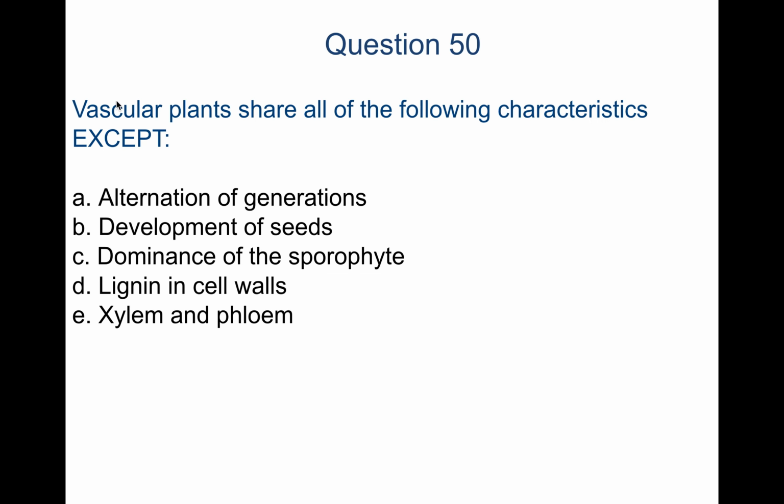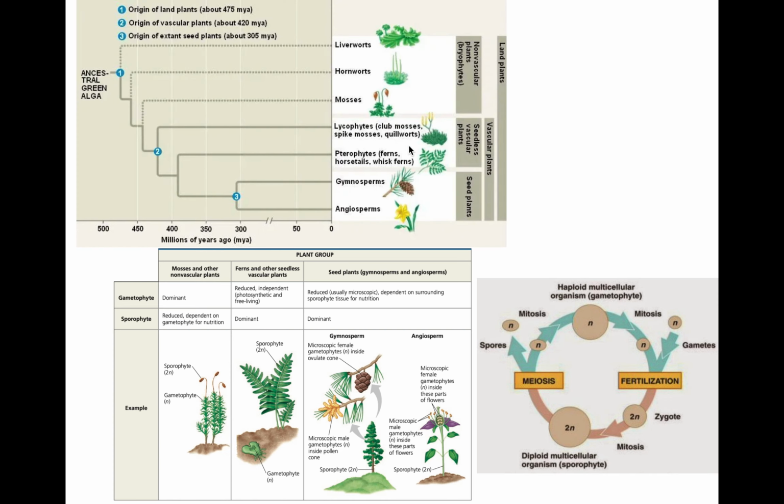Finally, vascular plants share all the following characteristics except development of seeds. So here is a phylogenetic tree or cladogram of plants. You've got the non-vascular plants, and then you've got seedless vascular plants, and then you have seeded plants. All right, so within vascular plants, seeds is not always found. You have seedless and you have seeded.